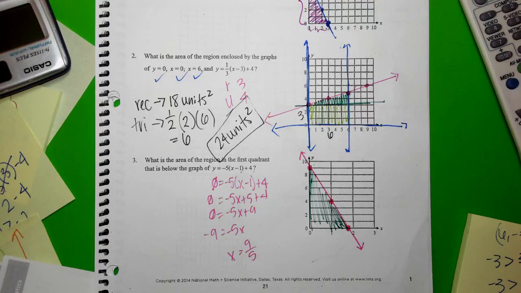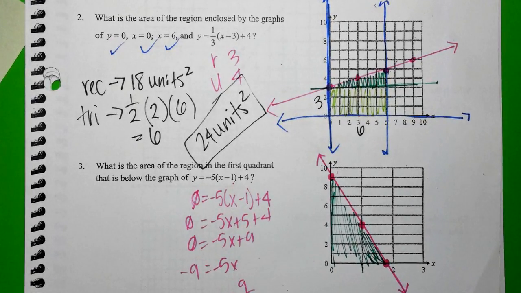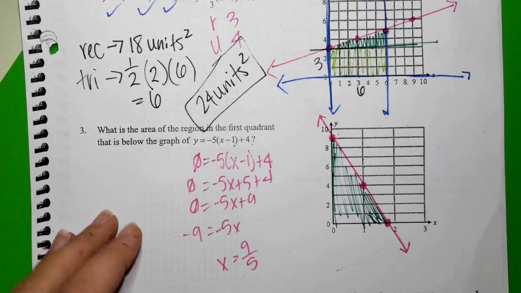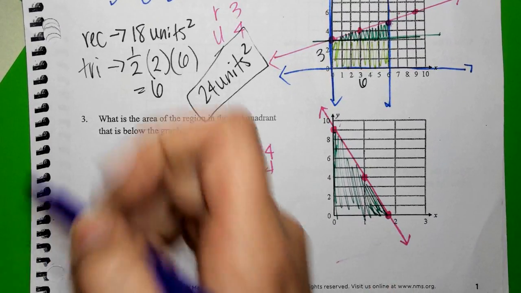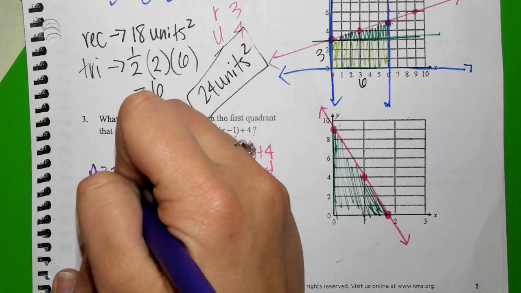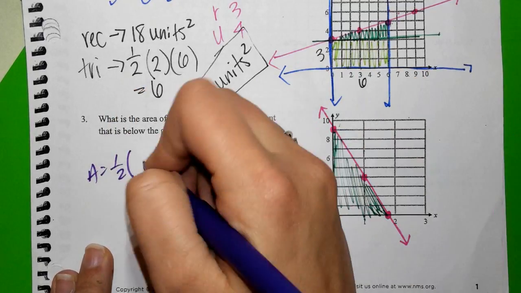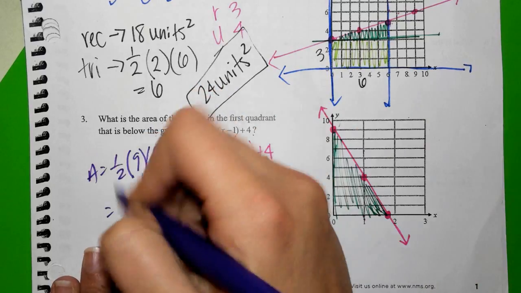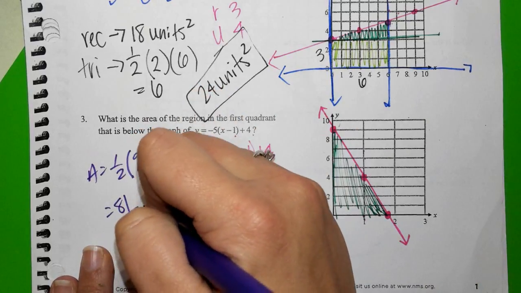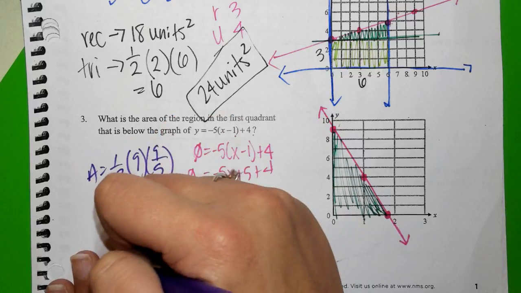Alright, so we found the x-intercept for 3, which we found was x equals 9/5. And remember, we did that by letting y equal 0. So from there, you guys should have found your area, which would be 1/2 times our height is 9 and our base is 9/5. And you would get 81/10 units squared, or 8.1.